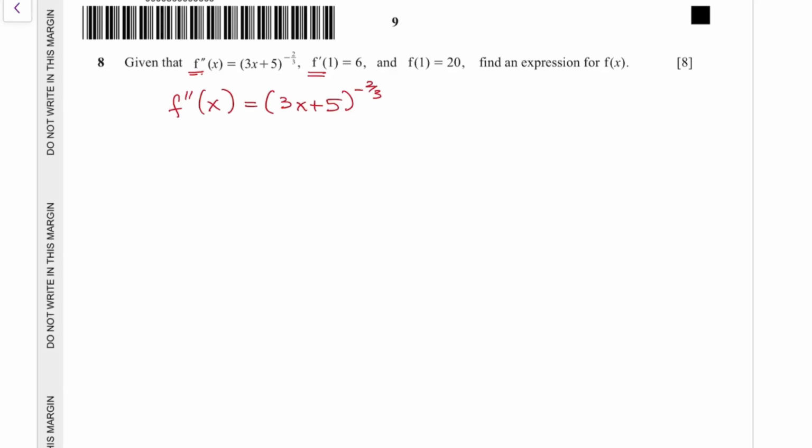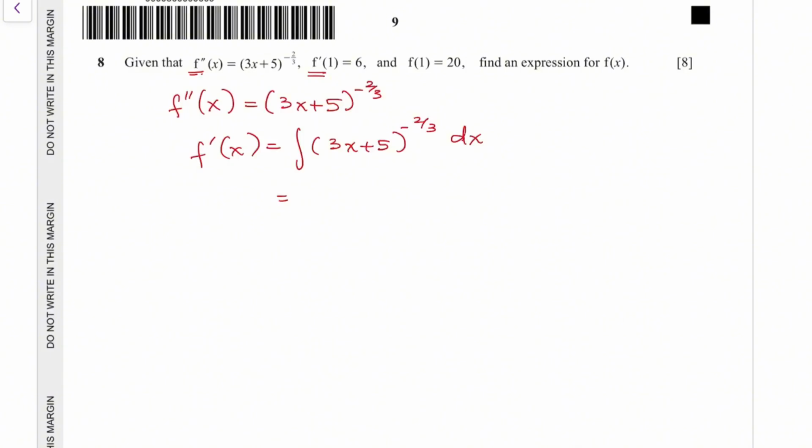you can reverse it by integrating this to have f prime x. So integrating (3x + 5) to the power of negative 2 over 3 with respect to x, then you would be having, what happens when you integrate? When you integrate, your power will increase, and then you are going to divide with the power, and what happens with the numbers inside the bracket? You are going to divide with the derivative of whatever is inside the bracket.